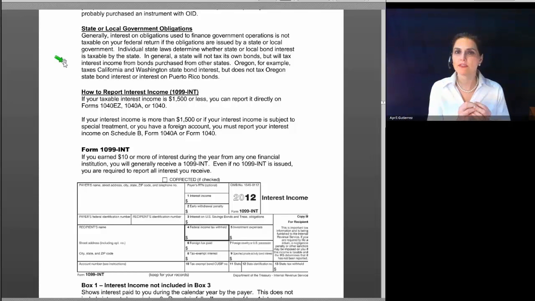Most states do not tax their own bonds. So if you are a resident of California and you purchase California bonds, the interest you receive on those bonds would not be taxed by California. It would also not be taxable by the IRS. But if you're a resident of California and you purchase Oregon savings bonds, the federal government would not be able to tax those Oregon bonds, but California would tax them. So you have to look to the individual state laws to see if your state taxes the bonds of other states, but most states do.